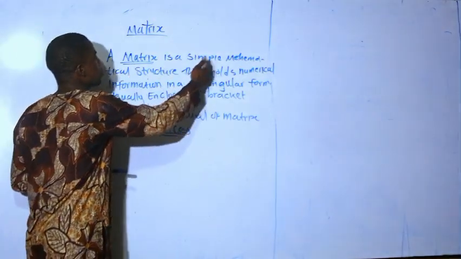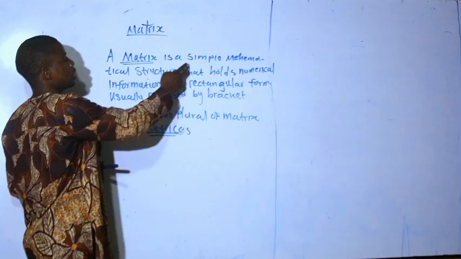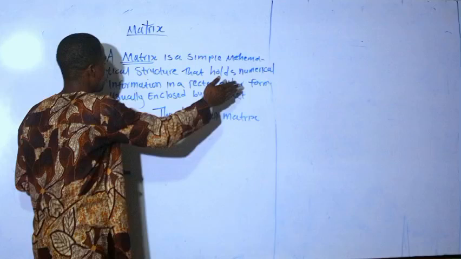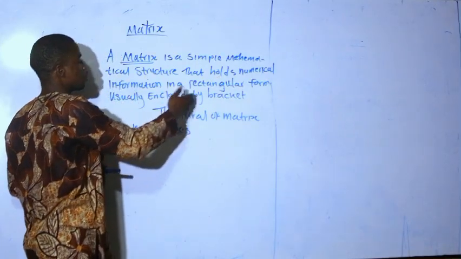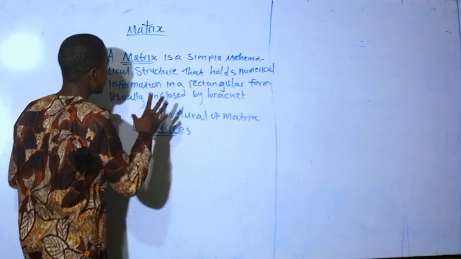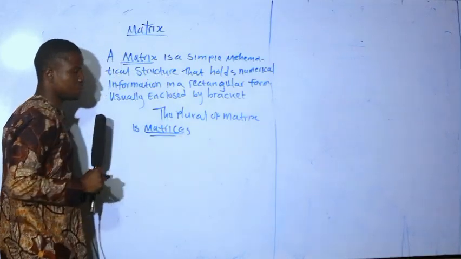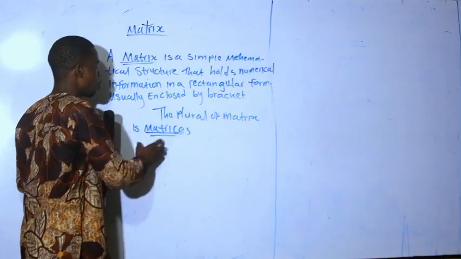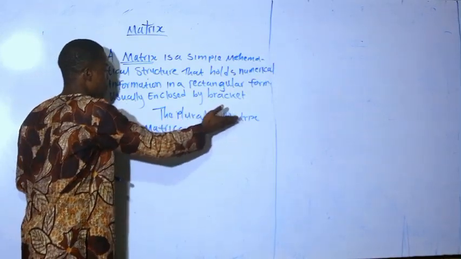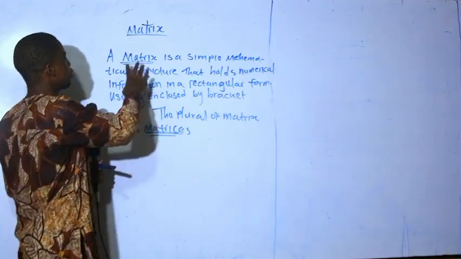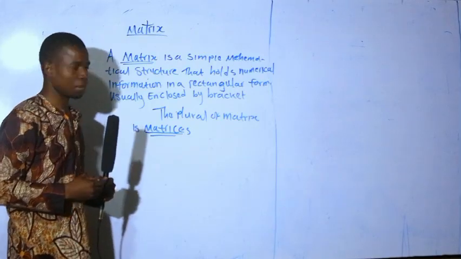A matrix is a simple mathematical structure that holds numerical information in a rectangular form, usually enclosed by bracket. Now, when we look at this definition, the plural for matrix is called matrices. Let us go into the information, what the information is really talking about.